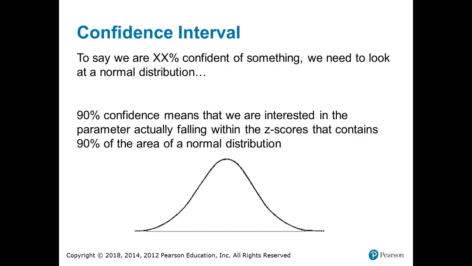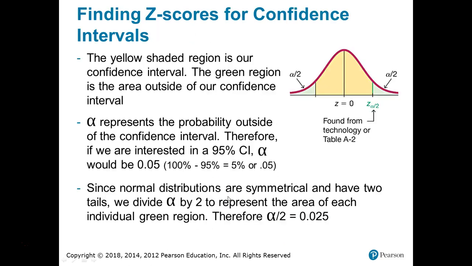So for now, let's look at 90% confidence. 90% confidence means that we are interested in the parameter actually falling within the z-scores that contain 90% of the normal distribution. So 90% might be from here to here, and the area under here would be 90%. We're interested in our population parameter falling somewhere within the lower limit, the negative z-score, and the upper limit, the positive z-score.